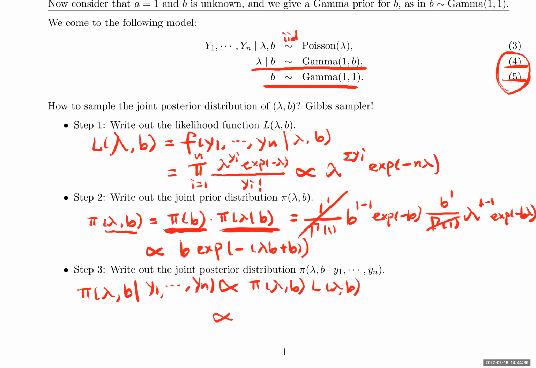For lambda, I think I have lambda to the power of sum of yi, but I also have lambda, what do I have over here? Yeah, plus 1 minus 1, right? So plus 1 minus 1, let's keep it over there for now. And then the other one in the exponent, I think we're gonna have n times lambda plus lambda b plus b. So this is collecting, combining the terms from step 1 and step 2.